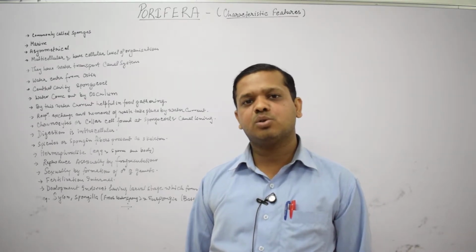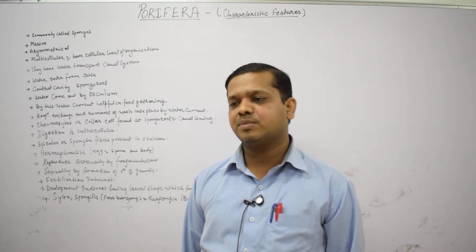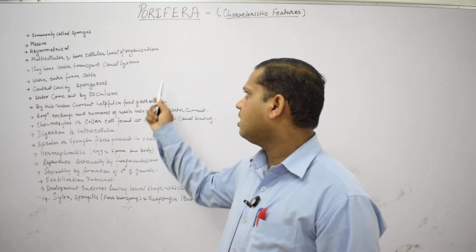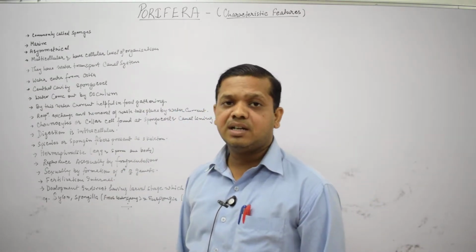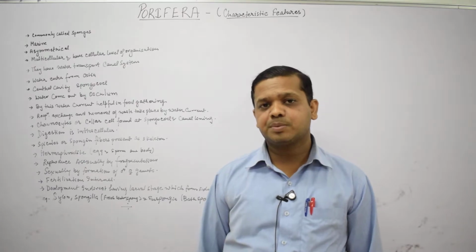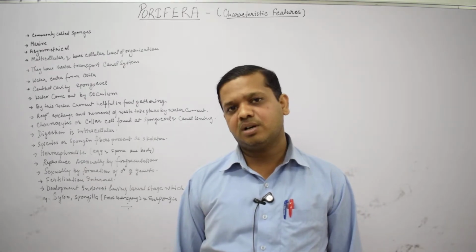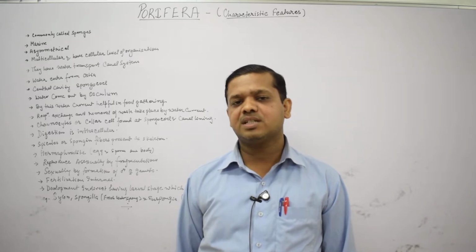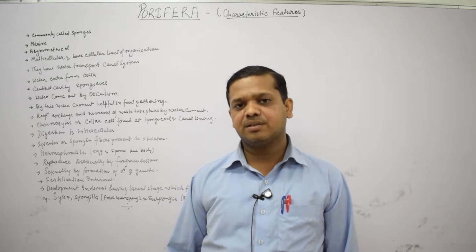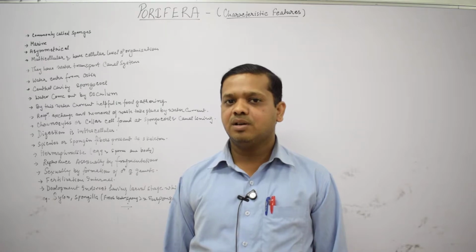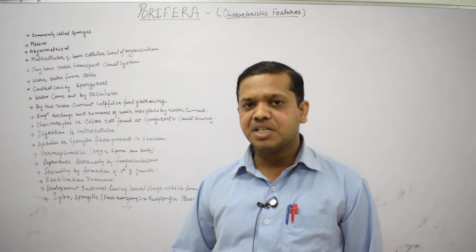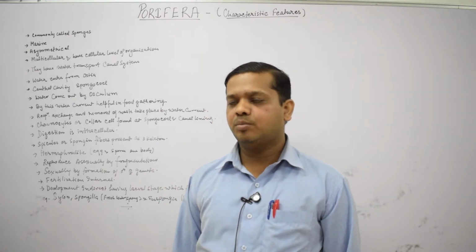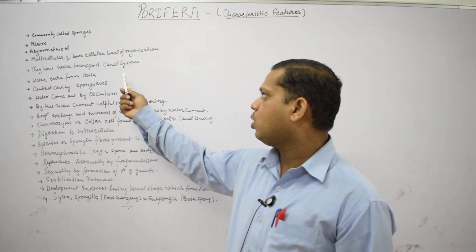That system is also known as the canal system. The water enters from pores which are present all over the body, called ostia. So, ostia are the small pores found at different parts of the body surface, which help in entering the water inside the body. So, that pore is known as ostia.